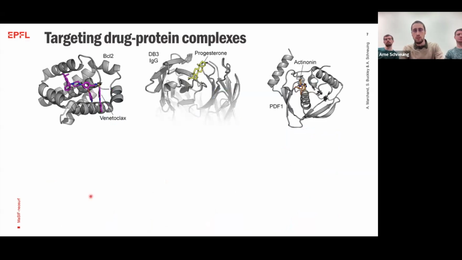And to test this approach, we chose 3 different test cases. So we had BCL2 in complex with venetoclax. BCL2 is an anti-apoptotic protein, and venetoclax is a clinically approved small molecule used as a chemotherapy. We also have an antibody called DB3 that can bind to progesterone, which is a hormone. And finally, we have a peptide deformylase for Pseudomonas aeruginosa, so that's a bacteria. And you can see here actinonin, which is an antibiotic.